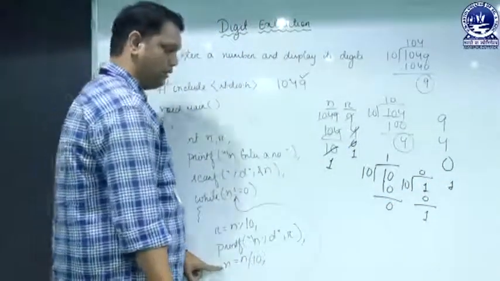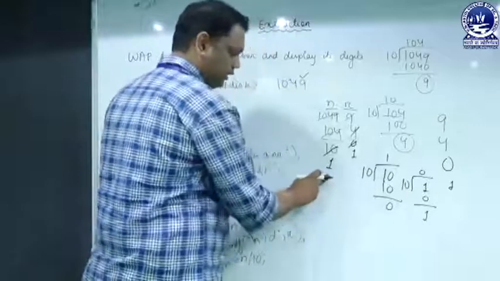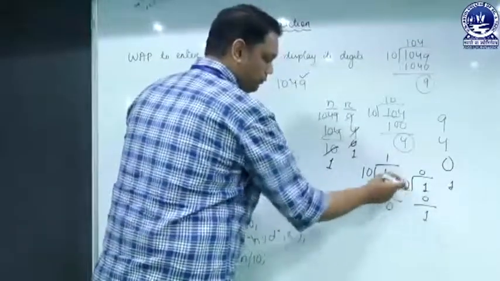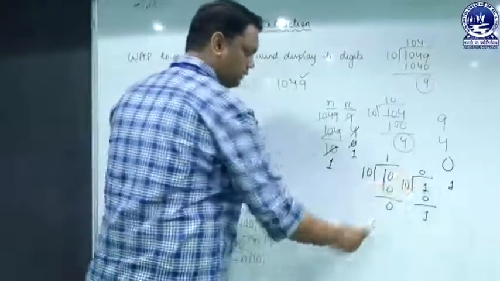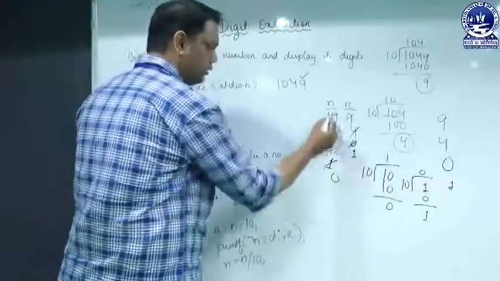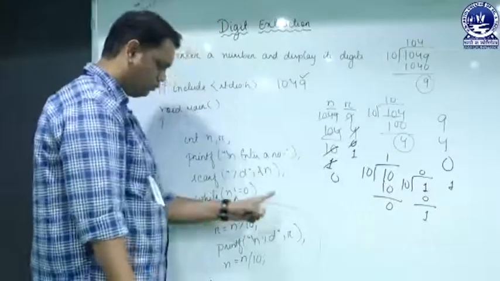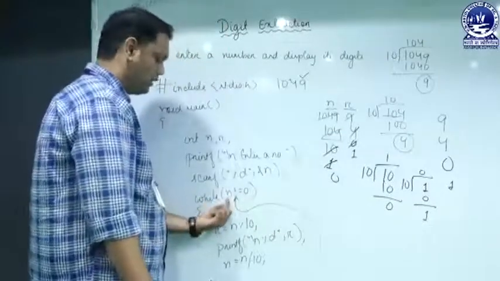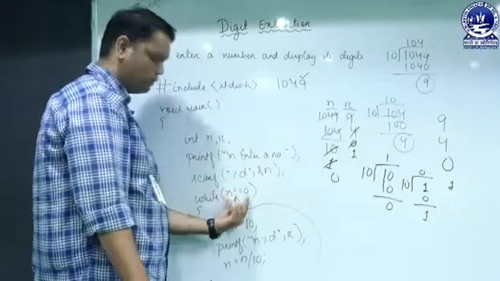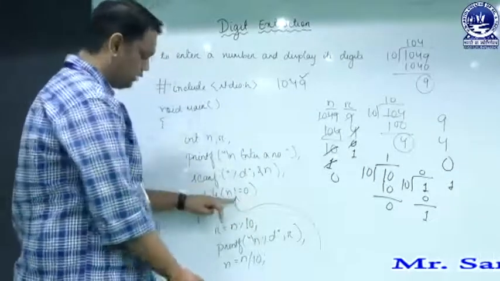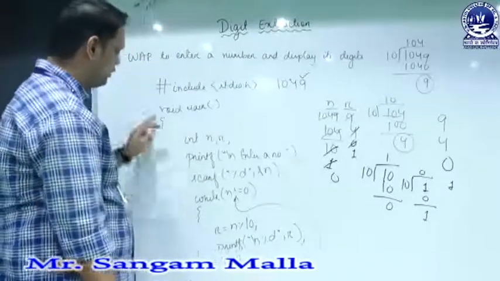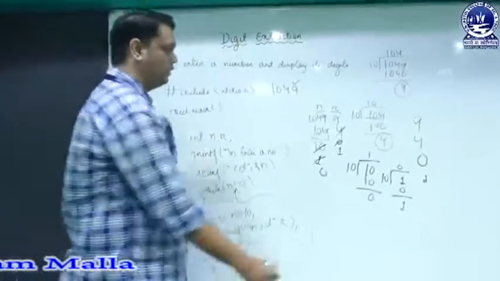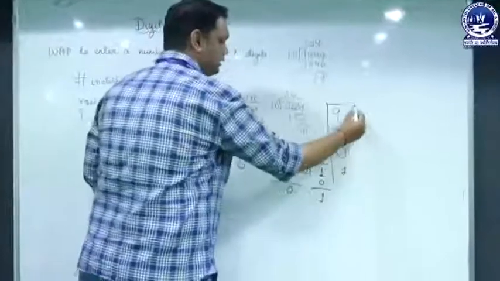So n equal to n by 10. So n is having the value 1. 1 will be divided by 10. But as we have used the division operator over here, it will return the quotient, that is 0. So 0 will be stored in n. So when it comes to this condition again, it will check 0 is not equal to 0, false. So this condition will return false and it will come out from the while loop and further from the main function. And in this way we have got all the digits in different lines.